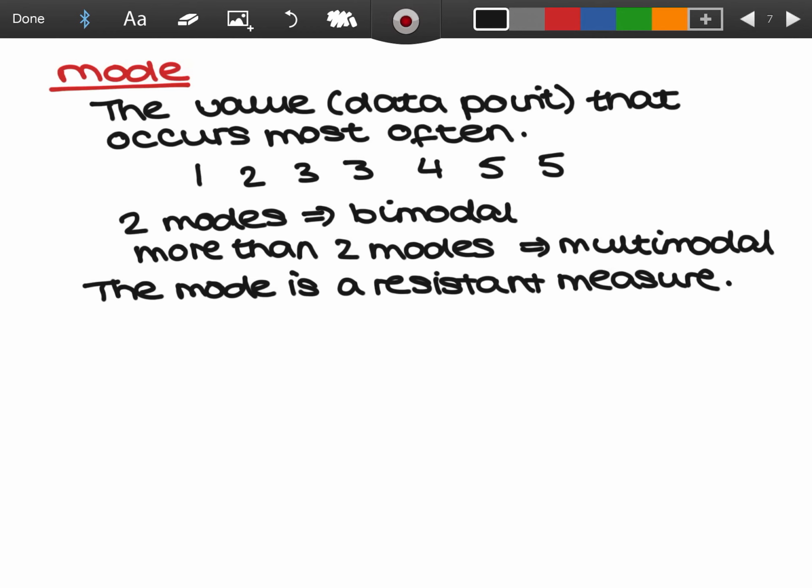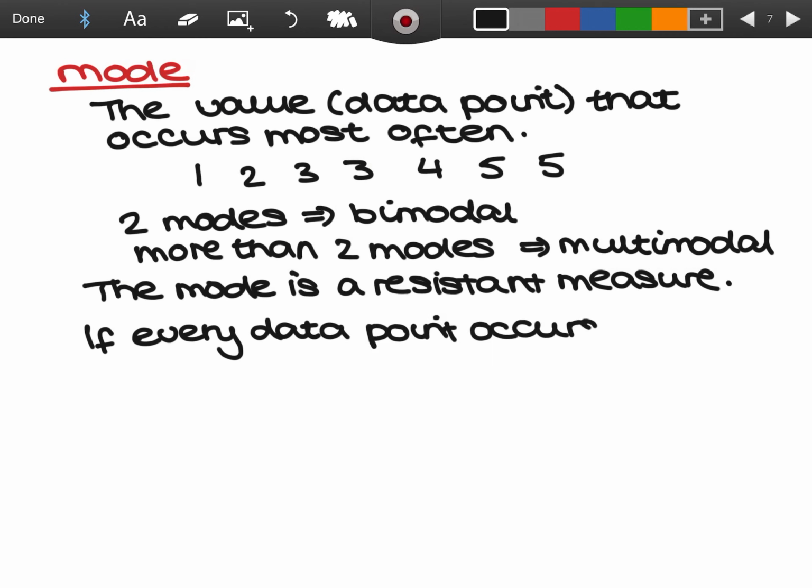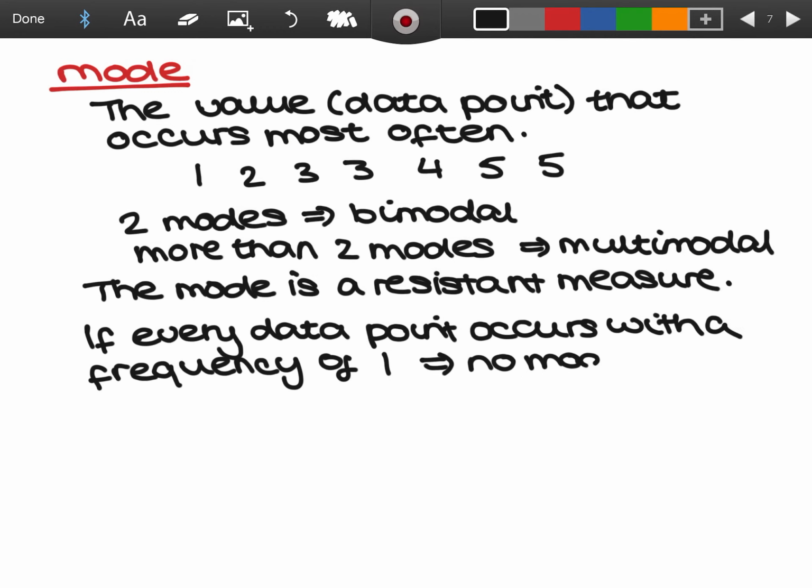And very occasionally, again, you'll be dealing with something that has no mode. If every single data point occurs once, then there's no mode, because everything occurs with a frequency of 1. So if every data point occurs with a frequency of 1, so it just occurs once in the list, then there's no mode.